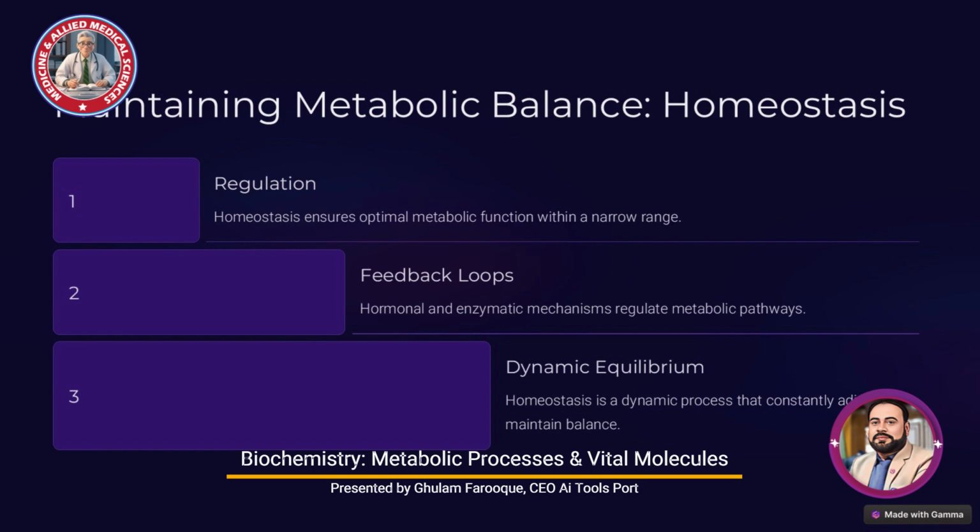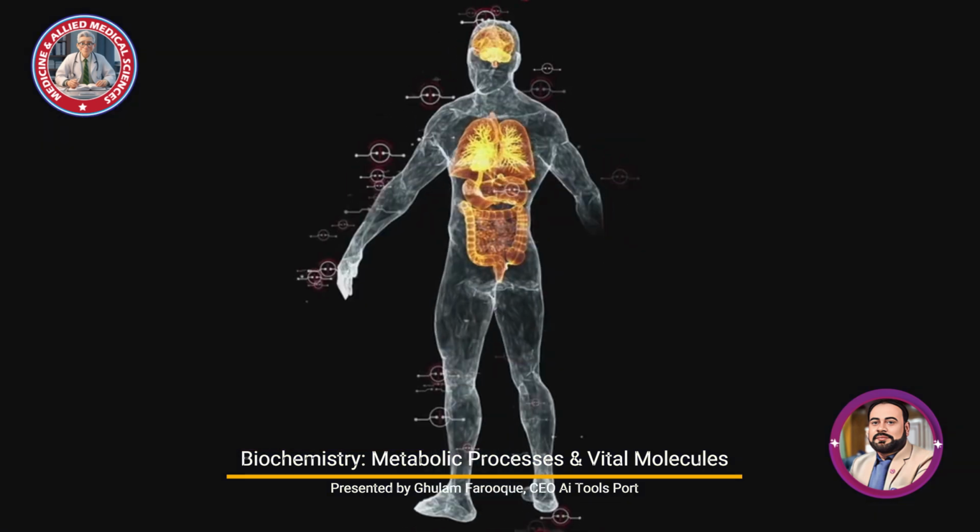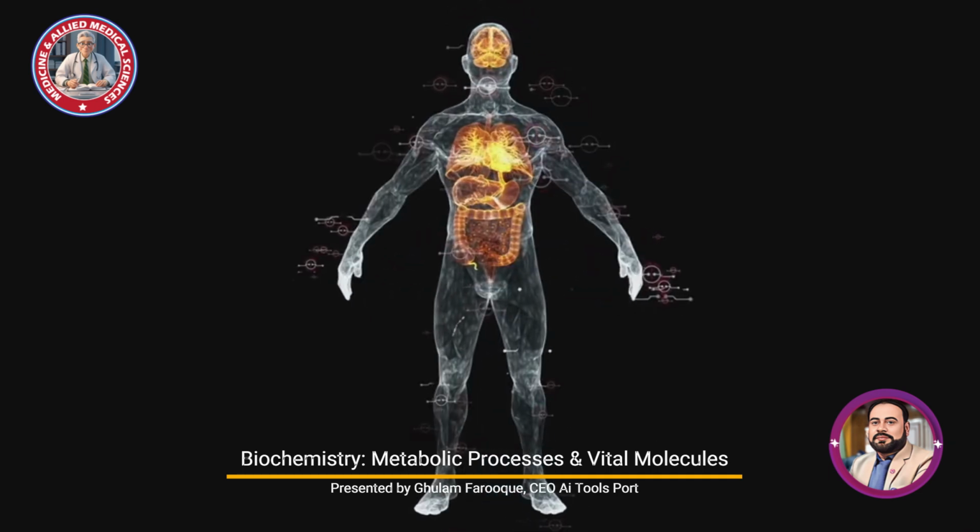For instance, if blood sugar levels rise, insulin is released to lower them. When the levels drop too low, glucagon is released to increase them. Example. Temperature regulation is another example of negative feedback, where the body cools down or heats up depending on the surrounding environment to maintain the set temperature.